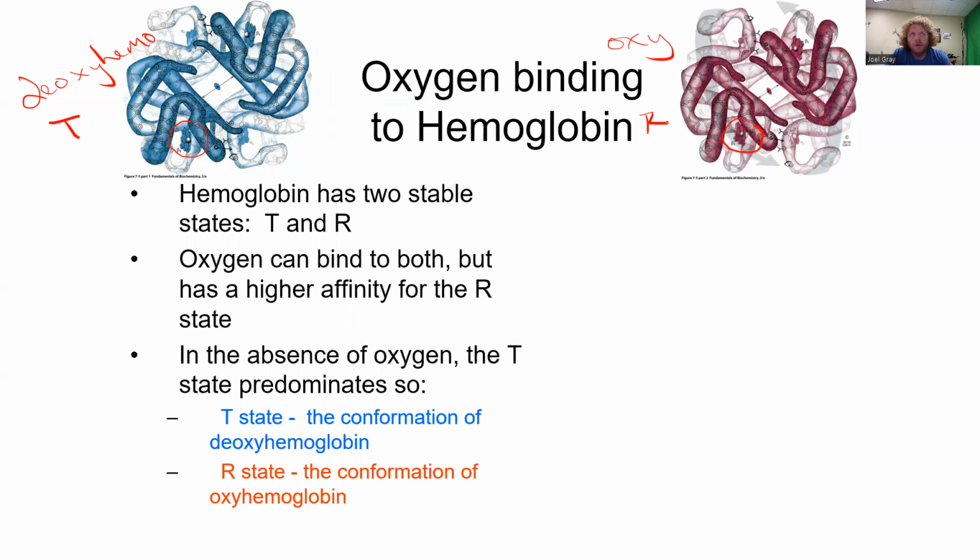And it's whenever the T state begins to bind oxygen that these very minor changes take place and we transition from the T state to the R state.